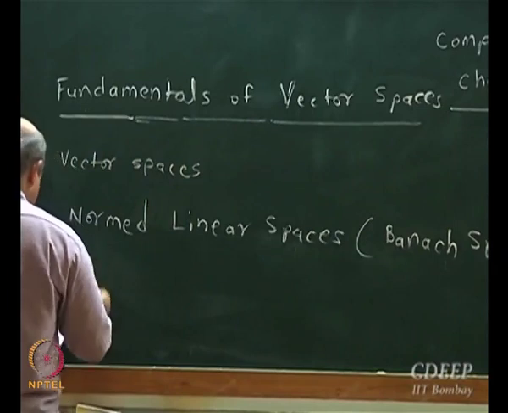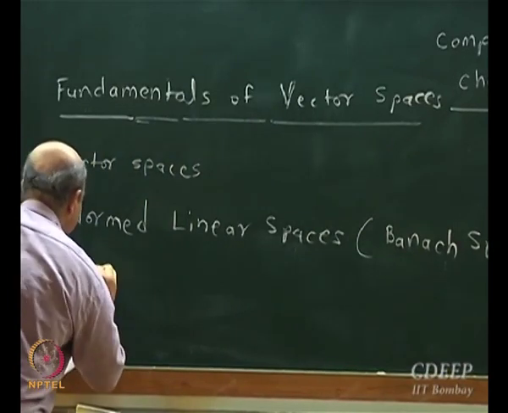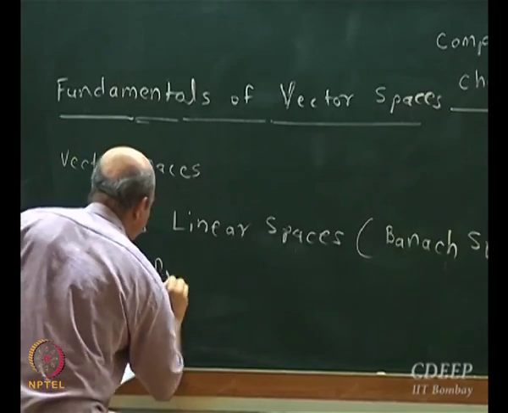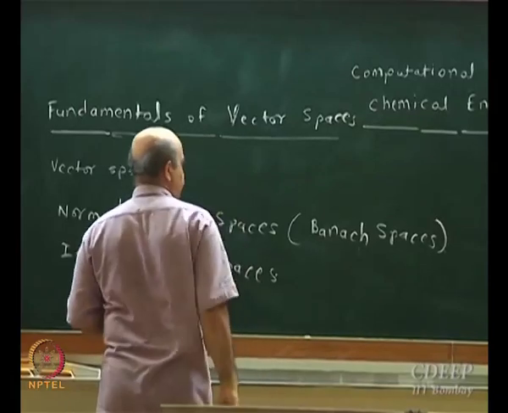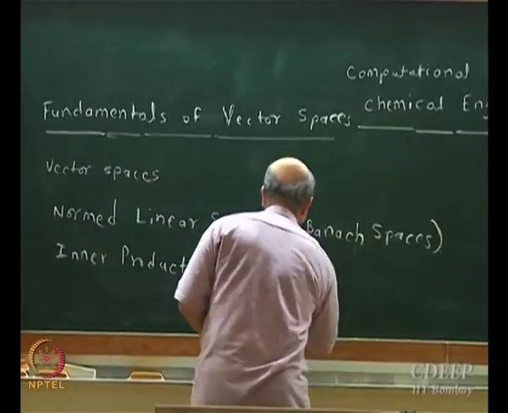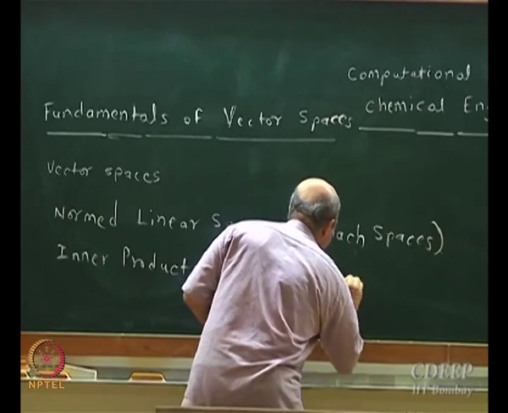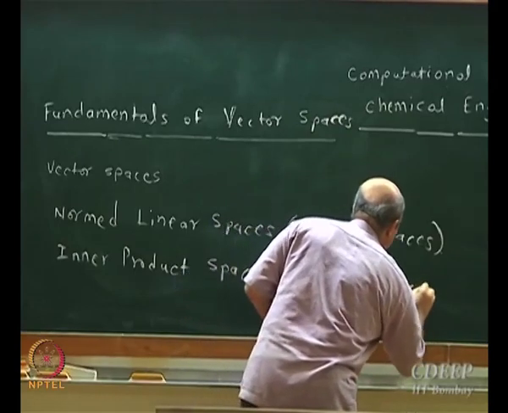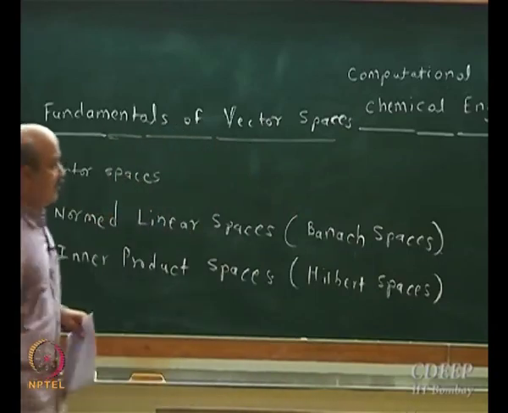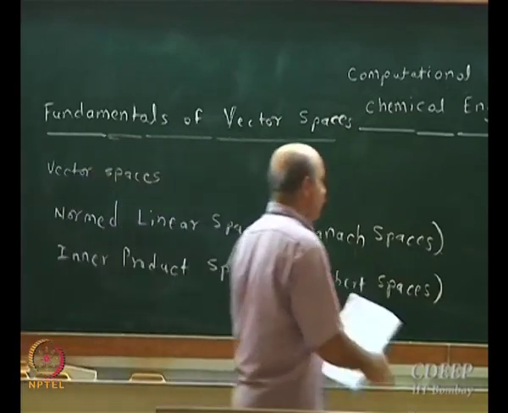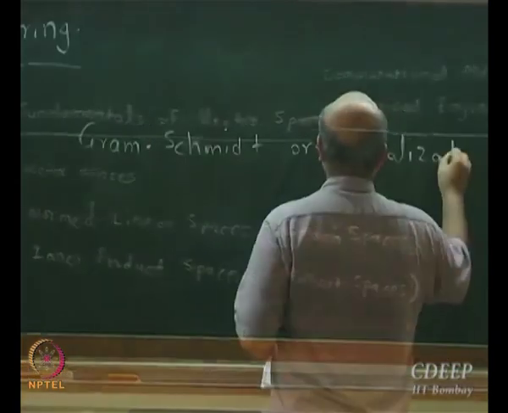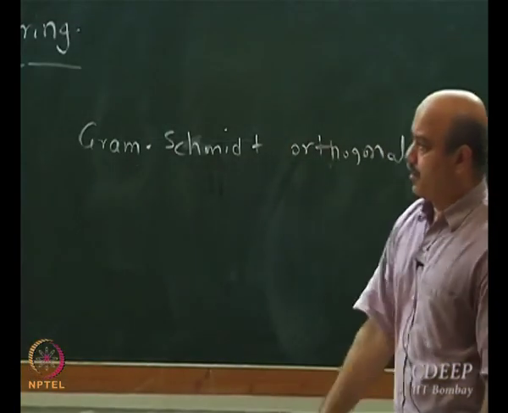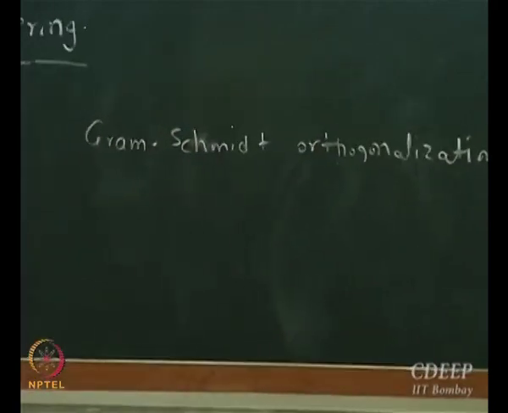Then we have inner product spaces. And we'll also touch upon Hilbert spaces. So these are named after some of the famous mathematicians. And then we look at the Gram-Schmidt process in the end, Gram-Schmidt orthogonalization. So these are the four sub areas which I intend to cover.